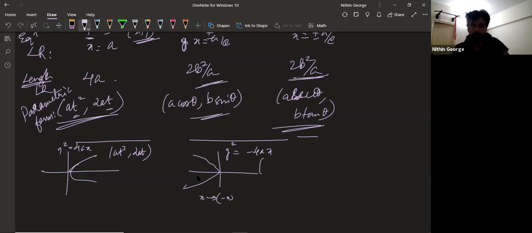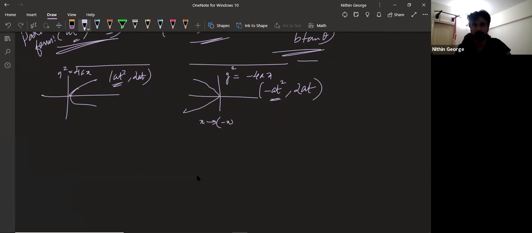So, what will the parametric form be? Minus at square, 2at. You replace x, which is at square, with minus x. That's what you did here. This is the parametric form. What is the focus here? Minus a comma 0. So just remember, you're replacing whatever x part is there with minus of it. Okay, guys?